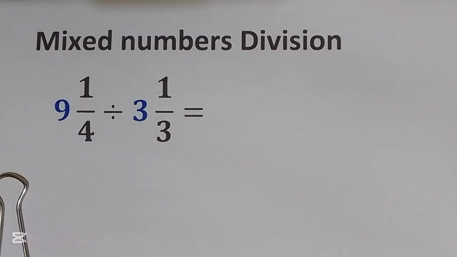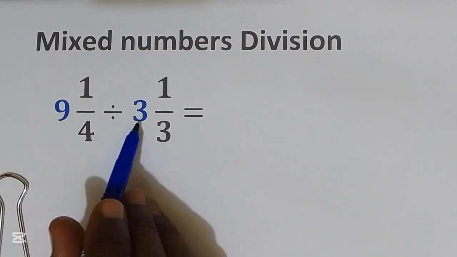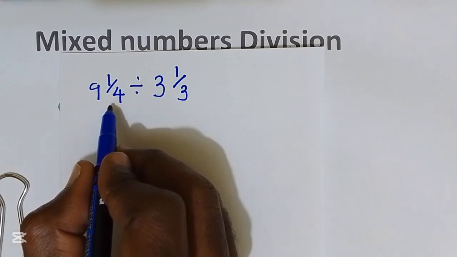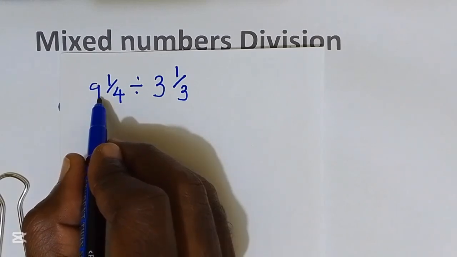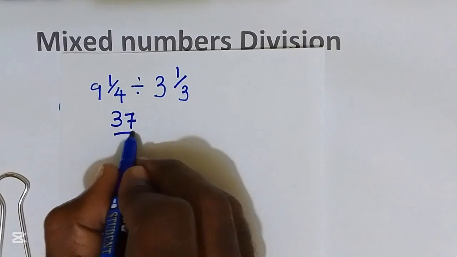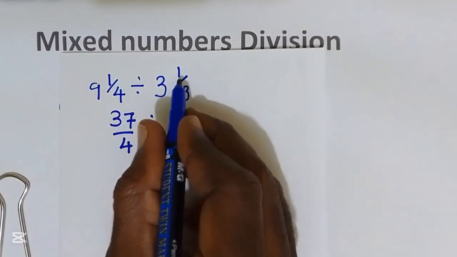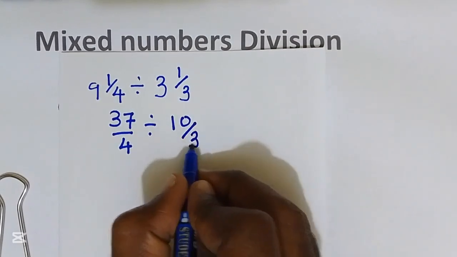Let us remind each other mixed numbers division. We have 9 and a quarter divided by 3 and a third. The first thing that we are going to do, we are going to change these mixed numbers into improper fractions. That is 4 multiplied by 9, 36 plus 1, we got 37 over 4, divided by 3 multiplied by 3, 9 plus 1, we got 10. That is 10 over 3.